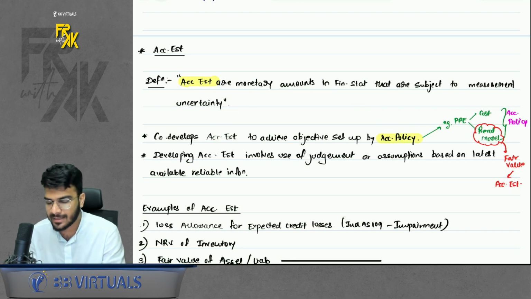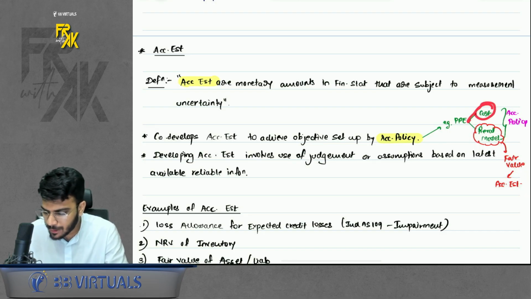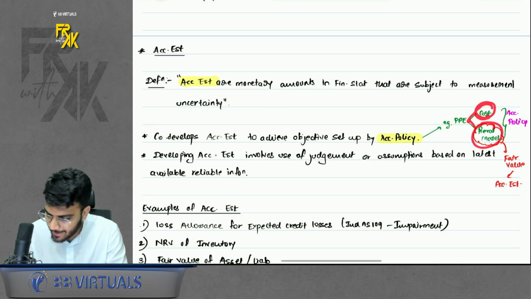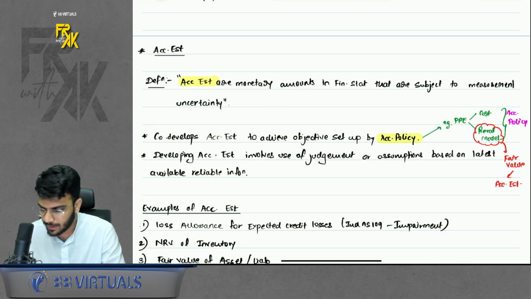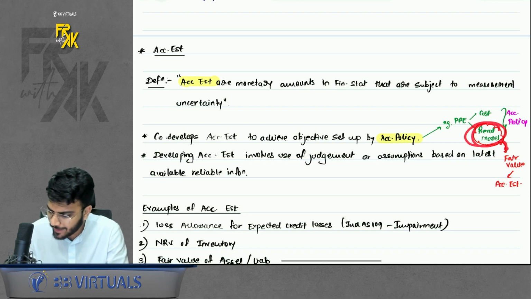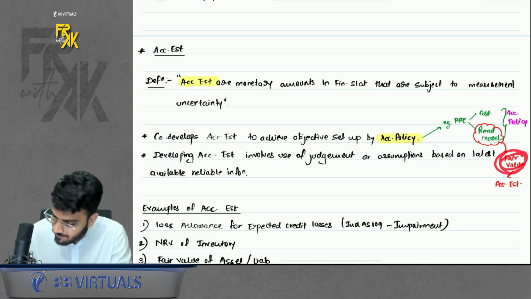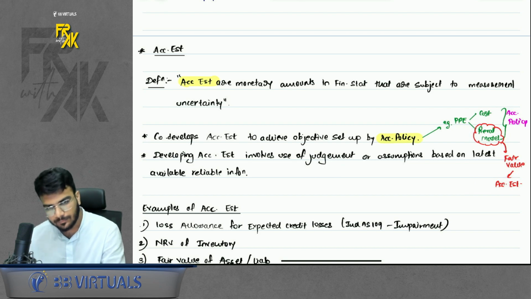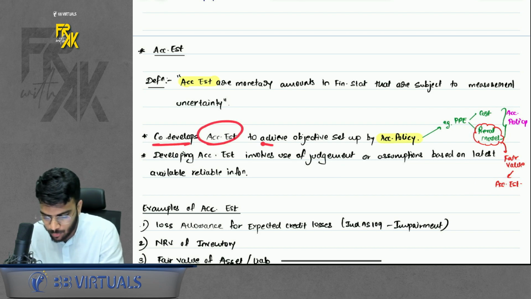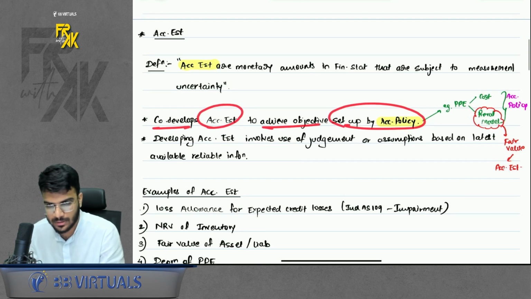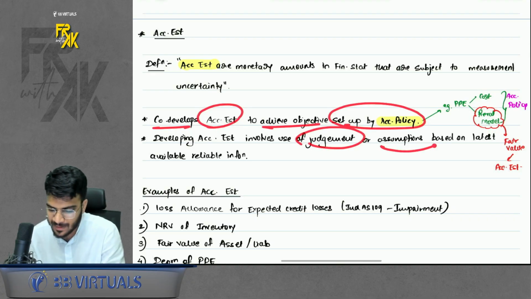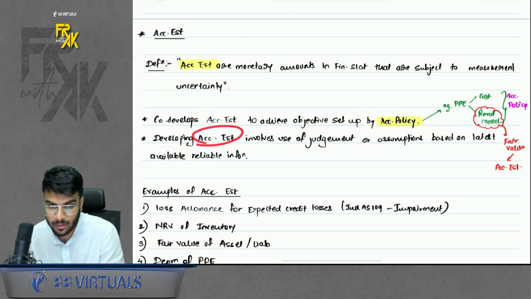Sir, give us an example. Let's say you have PPE. In PPE, you can apply the cost model, you can apply the revaluation model. So applying any of the models is a policy. But if you are following the revaluation model, you will have to find the fair value. Finding the fair value is the accounting estimate. So the company develops an estimate to achieve the objectives set out by the accounting policy. And you will have to use judgment and assumptions while developing accounting estimates.